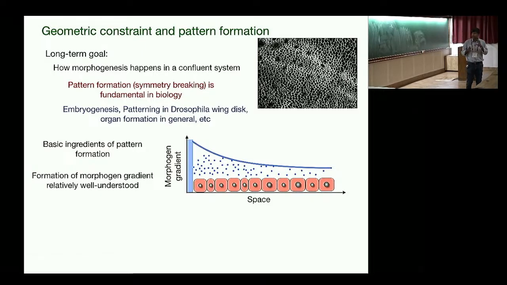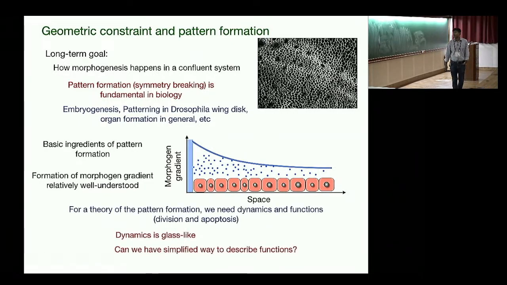Now let's look at the basic ingredients of pattern formation. What you have is a morphogen gradient, and then you have a collective of cells. The morphogen gradient will have to interact with the collection of cells, and the cells will have to move. They will also have to have different functions for this purpose. For example, they will have to divide, they will have to die, they will have to differentiate. And so this dynamics part has been understood in a better form. It is known that confluent cellular monolayers usually show glass-like behavior, and I'll get to it towards the end of the talk. First, I will discuss the other aspect, which is the function aspect.